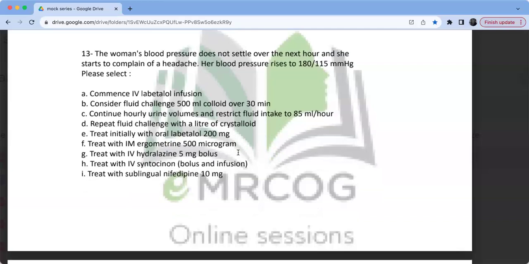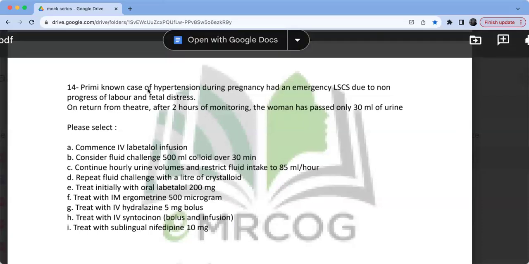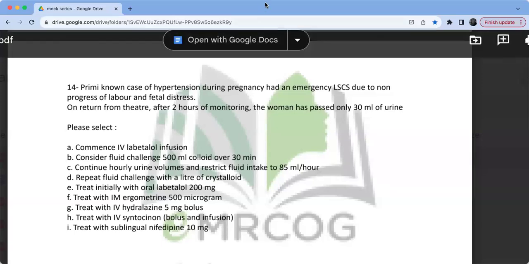Dear friends, so now moving to another patient. Again, a primary known case of hypertension during pregnancy, who had an emergency cesarean section due to non-progress of labor and fetal distress. On return from theater, after 2 hours of monitoring, the woman has passed only 30 ml of urine. Is that enough? No, right? This is oliguria.